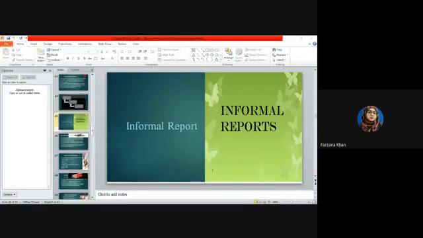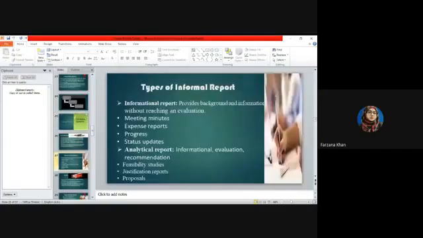It can vary from a few lines to several pages. Sometimes an informal report may include raw data that can be used at the time of need. It is generally targeted at a few people. The memo report is an example of an informal report. There are different types of informal reports, even minutes of meeting, expense reports, sometimes the progress report, which is written informally, status update. Informal short reports are also analytical reports, feasibility reports, justifications, and proposals.